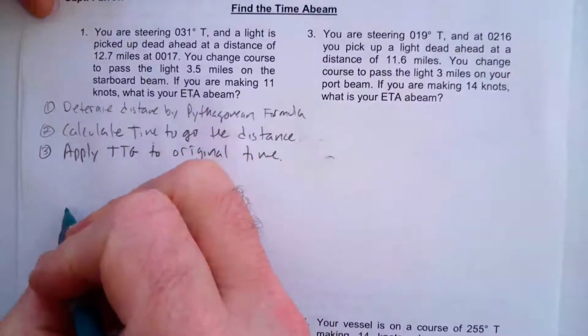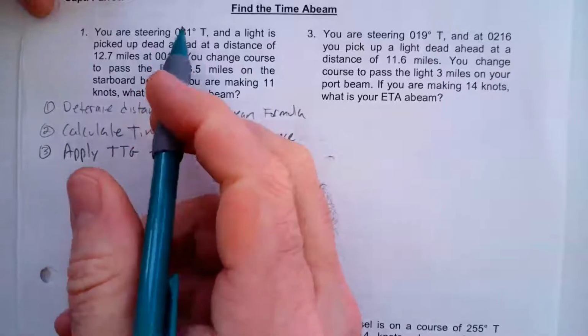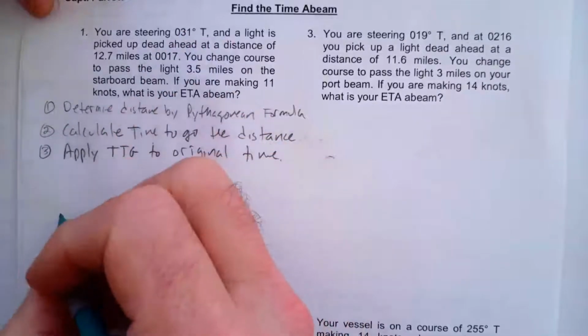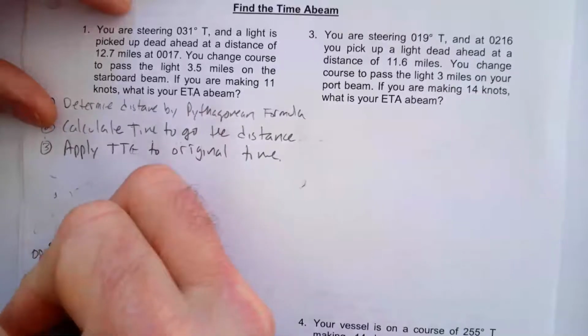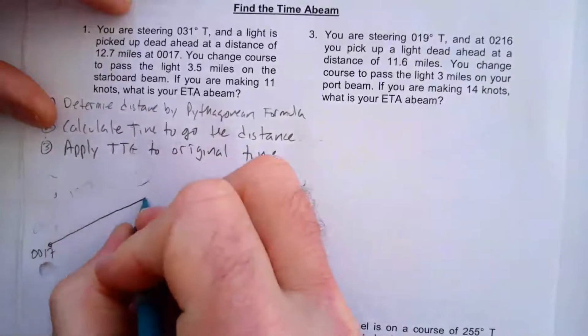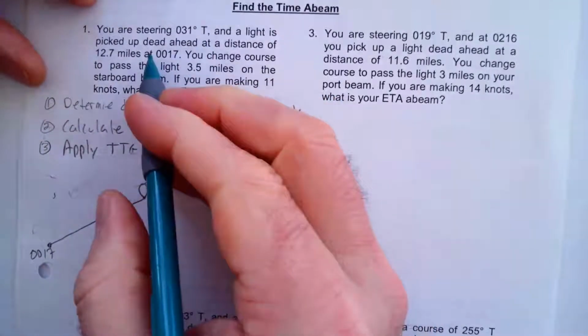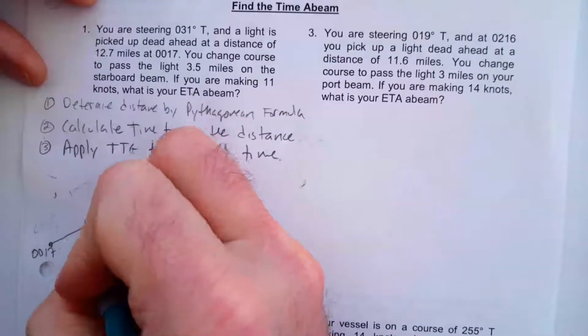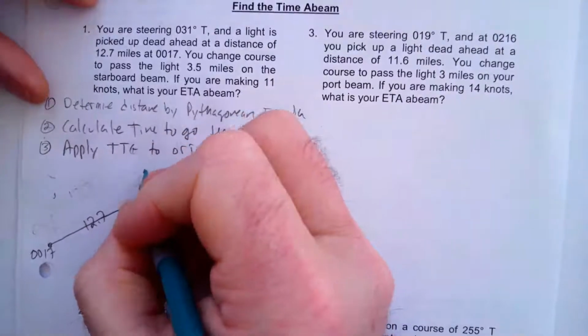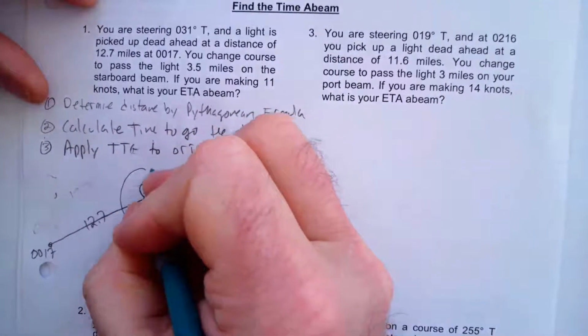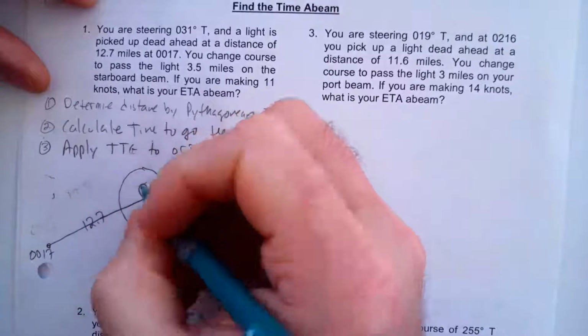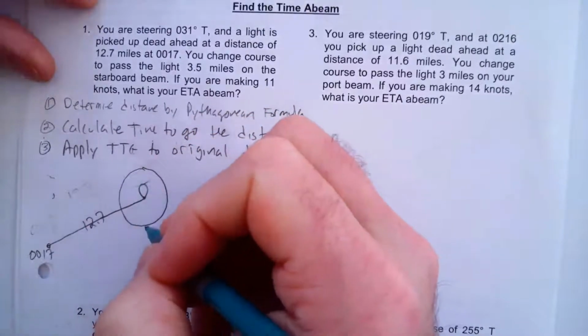We're steering 031. That's great. There's a light picked up dead ahead at 0017. Okay, and there's my light on my bow. They said that light was 12.7 miles. Okay, great. Now I want to pass that light abeam by about 3.5 miles, so I draw a circle here that has a radius of 3.5.